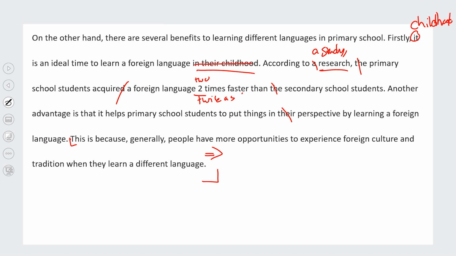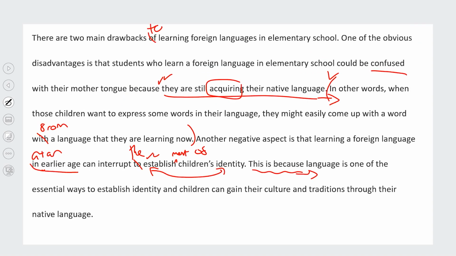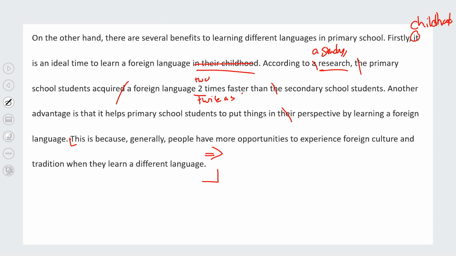So the only way that you can evaluate that kind of thing is by saying the weakness of one of the arguments. So you can say there are two main drawbacks, but one of these drawbacks isn't really that serious. Or you say there are several advantages. However, one of these advantages is actually a very weak advantage. Okay, and that's how you can evaluate between these two sides.